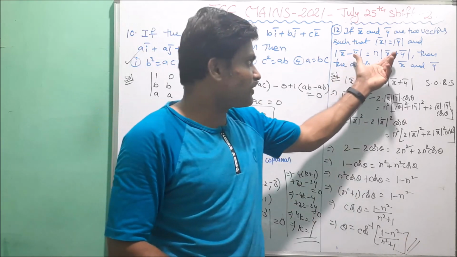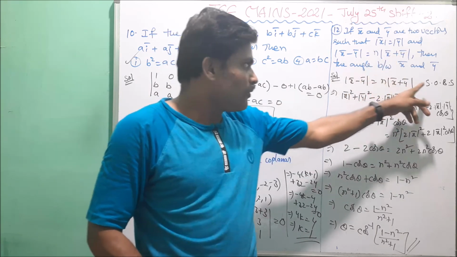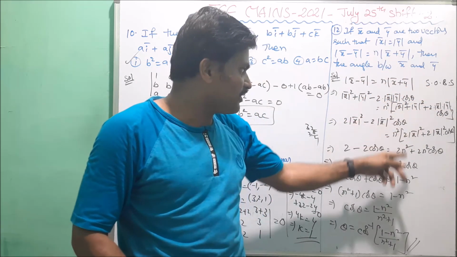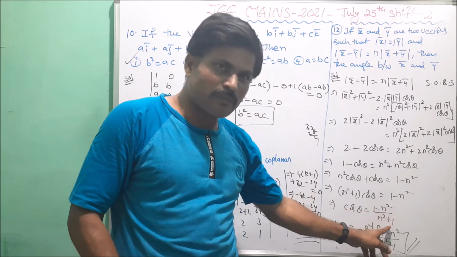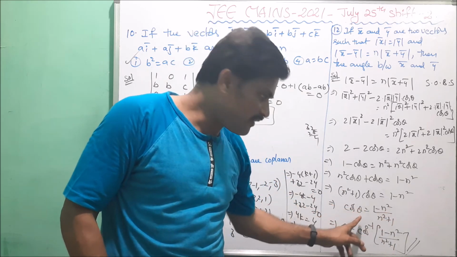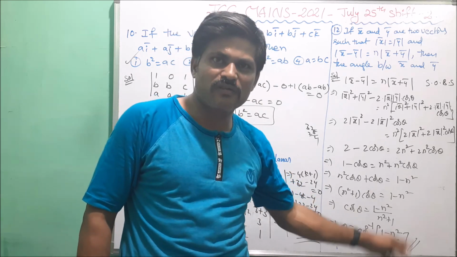Now directly we have to take the given equation, mod x bar minus y bar equal to n into mod x bar plus y bar. We take squaring on both sides and simplifying that, then we get cos theta value 1 minus n square by n square plus 1. In that we write theta value will be equal to cos inverse of 1 minus n square by n square plus 1. This is the solution.